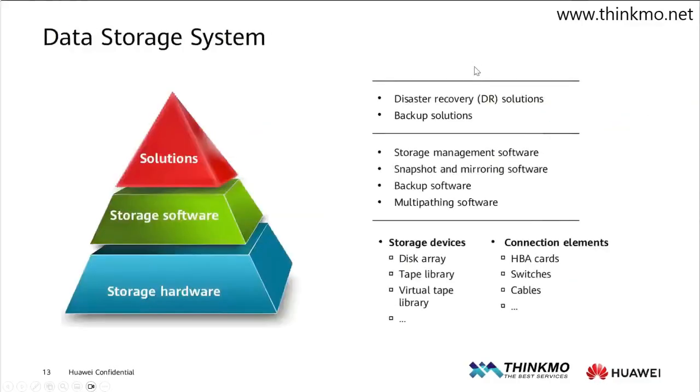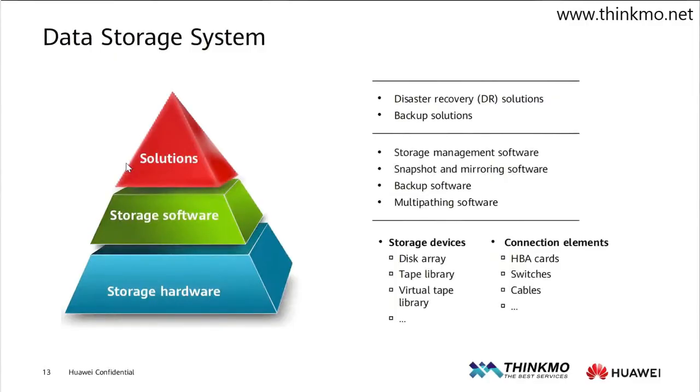Next, let's take a look at the basic aspects of storage systems. First and foremost, we have our hardware. Then on top of that is the software. And finally, we have our solutions. Here, first of all, our foundation is not just a single technology. What do we need at the bottom layer? We need our disk array. The disk array cabinet, including some switches, cards, and various network cables, etc. These are all part of our hardware foundation.